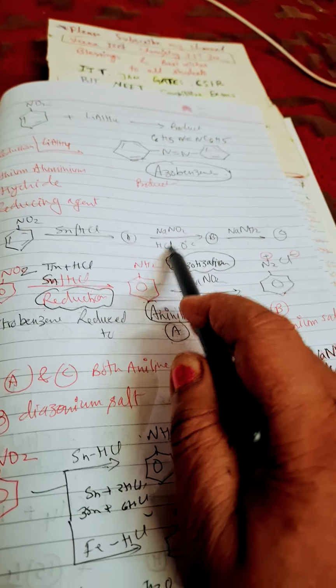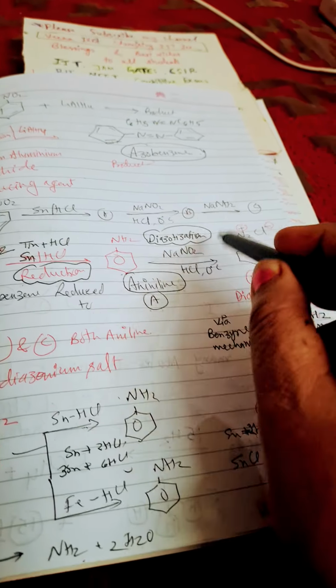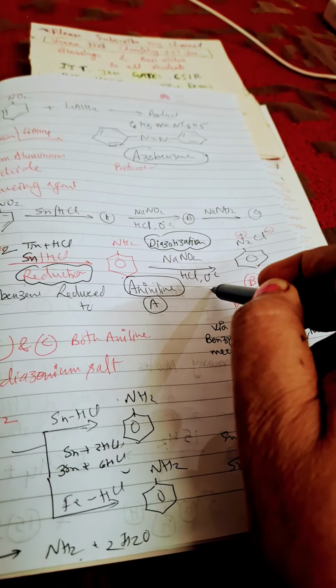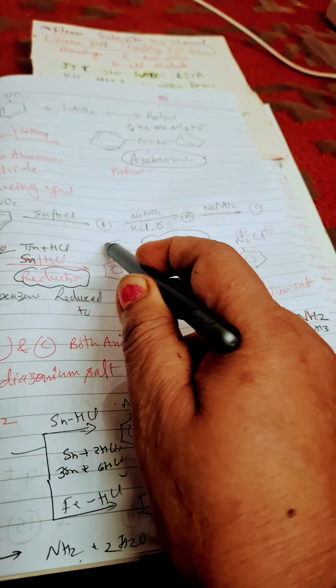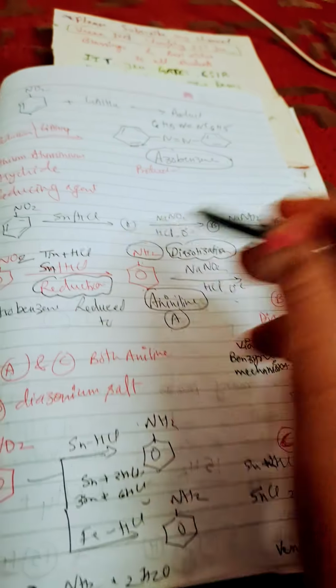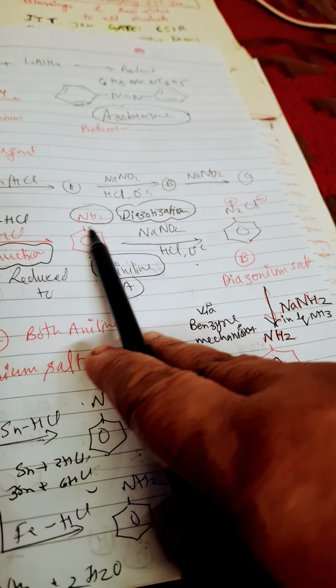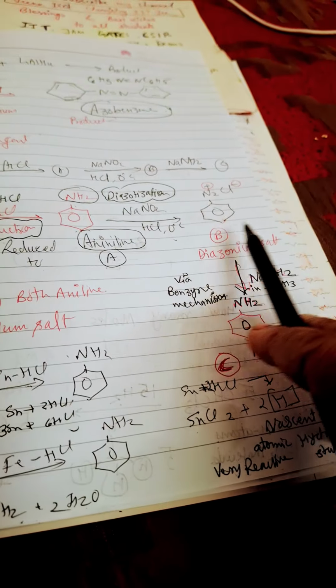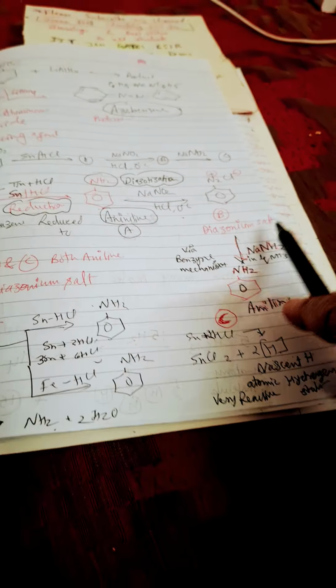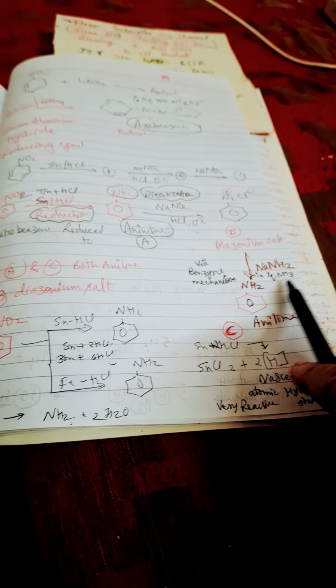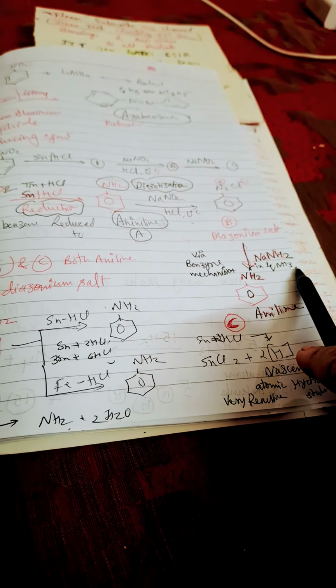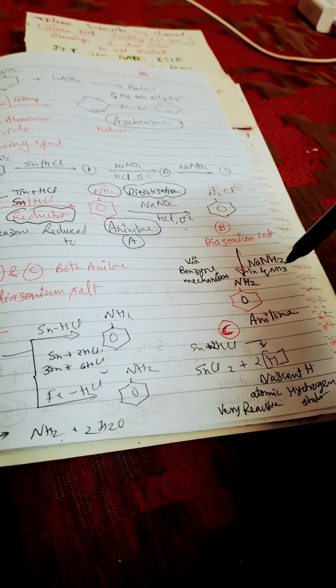Now NaNO2 and HCl at 0 degree C gives you B. What is B? Here, at 0 degree C, diazotization of a 1 degree aromatic amine, aniline, will take place and you will get a diazonium salt. This is B.